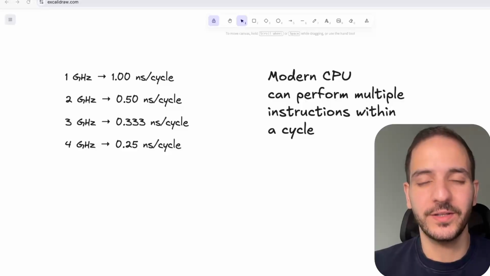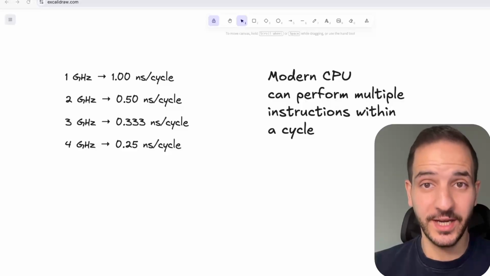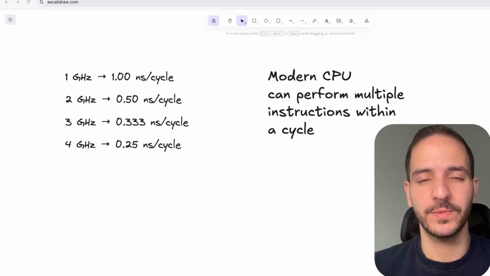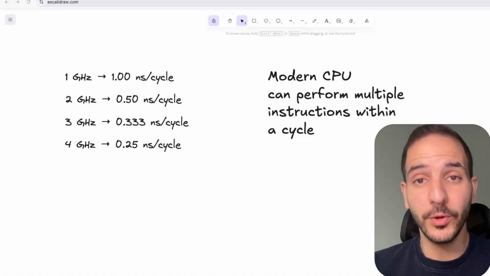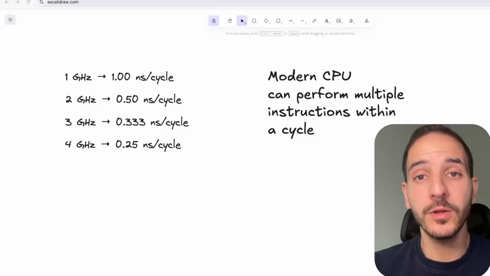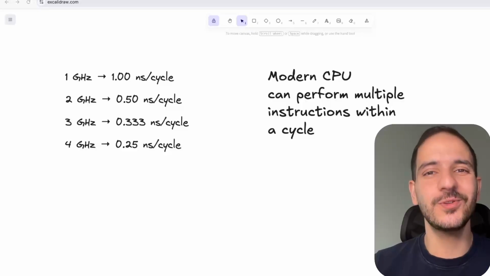Let's get a sense of scale. Modern CPUs run at a few gigahertz. Gigahertz is a billion pulses or cycles per second. A modern CPU is capable of running multiple instructions per cycle. Let's do a quick unit check.